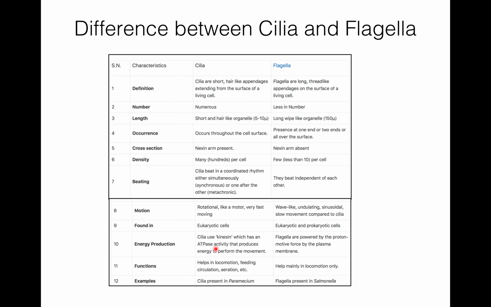Energy production. Cilia use dynein, which has ATPase activity that produces energy to perform the movement. Flagella are powered by proton motive force across the plasma membrane. Cilia help in locomotion, feeding, circulation and aeration, and flagella mainly help in locomotion. Cilia are present in Paramecium, flagella are present in Salmonella bacteria. So this is about the differences between cilia and flagella.